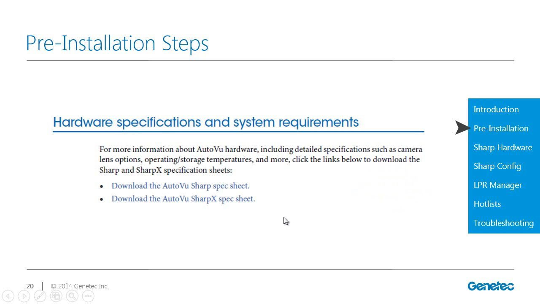I also recommend taking a look at the AutoVu handbook, which is available on the GTAP, and that contains links to the spec sheets as well. So you see within there we've got the two links, and that'll bring you right to the documents that you need. The handbook is very important and should be kept with you whenever you're setting up a new system.